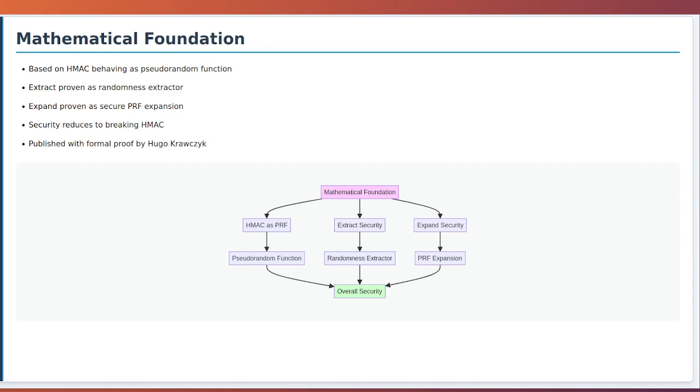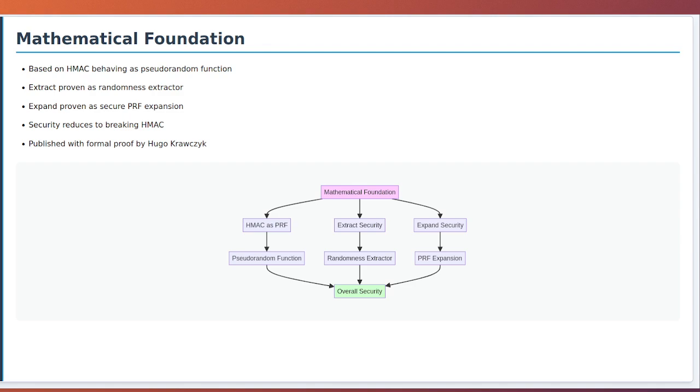The security proof of HKDF, published in the academic paper by Hugo Kravchuk, shows that if HMAC is a good PRF, then HKDF extract produces output that is computationally close to uniform random. And HKDF expand produces output that is indistinguishable from random given knowledge of the info parameter, but not the PRK. The proof uses concepts from computational complexity theory and reduction arguments, essentially showing that breaking HKDF would require breaking HMAC.